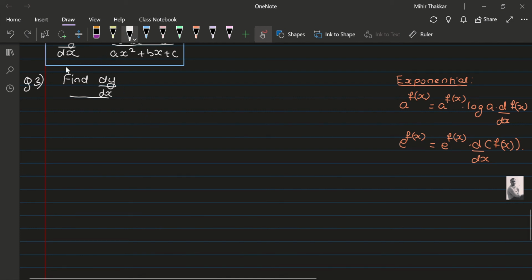So the first one, if I observe, is y is equal to e raised to 5x square minus 2x plus 4. You can observe and compare it with our general formula. It is similar to the second one, which is e raised to f(x). So when I want to find the derivative, we will write, differentiate with respect to x.